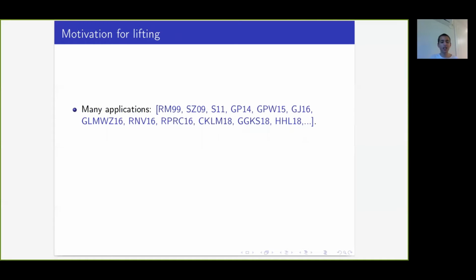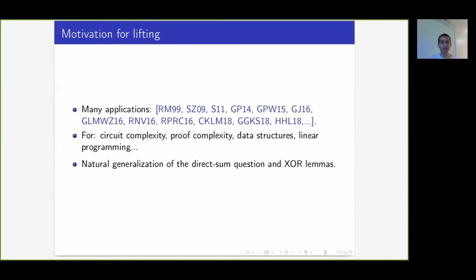So, why are we interested in lifting theorems? First of all, they have many applications. For example, in circuit complexity, in proof complexity, and more. Moreover, as we saw, they are a natural generalization of the direct sum question and XOR lemma, where both questions have been studied extensively in many models, and thus, we believe that a generalization of both should also be of interest.